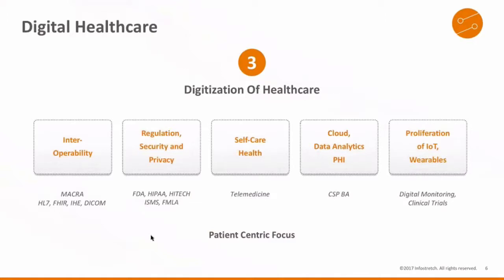Because of this digitization of healthcare that is going on currently, we have identified at InfoStretch that there will be five main aspects that will be ruling healthcare, and these five rules will be patient-centric. The first one is interoperability. It is very important that you have seamless interoperability between two disparate systems.